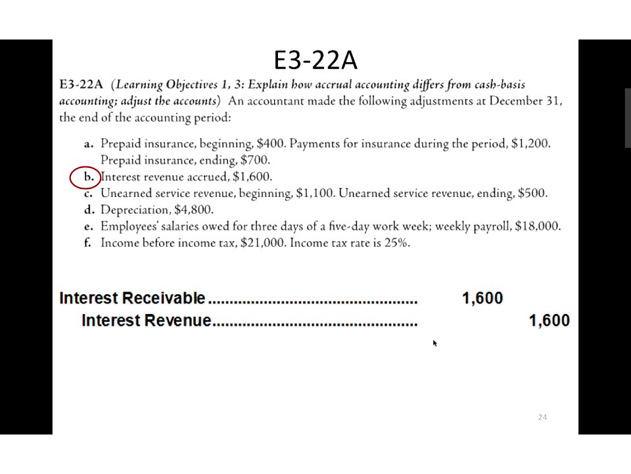So we're going to debit interest receivable, the asset, and we're going to credit interest revenue. So interest revenue accrued, pretty easy. Just take the amount, recognize you now have a receivable. We just increased assets, and we're going to credit interest revenue for that.